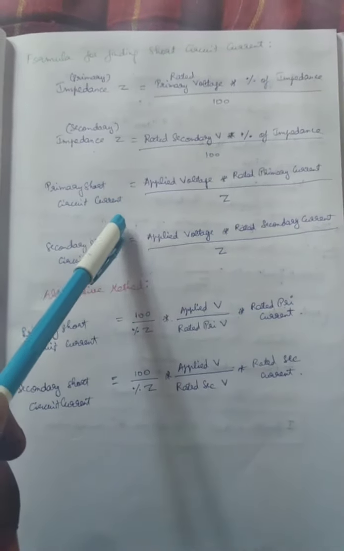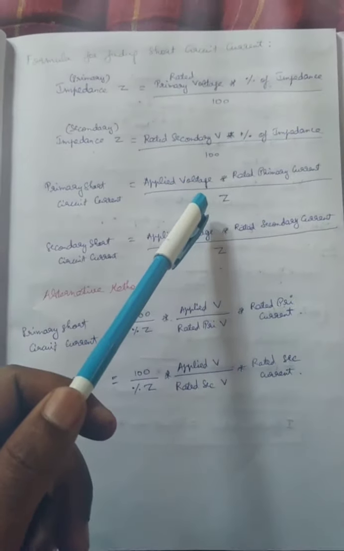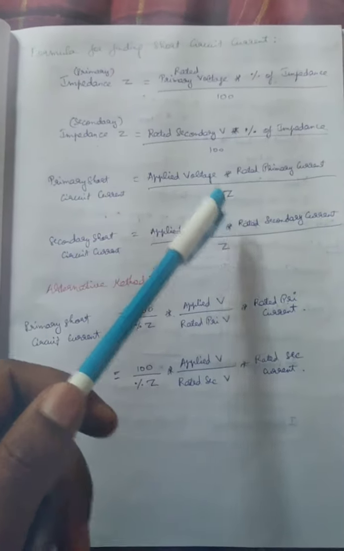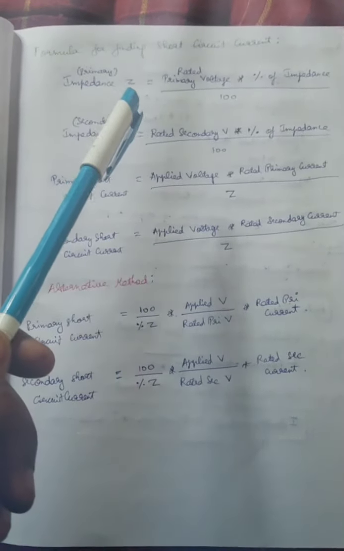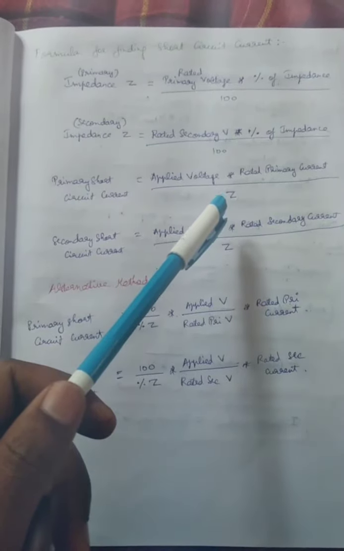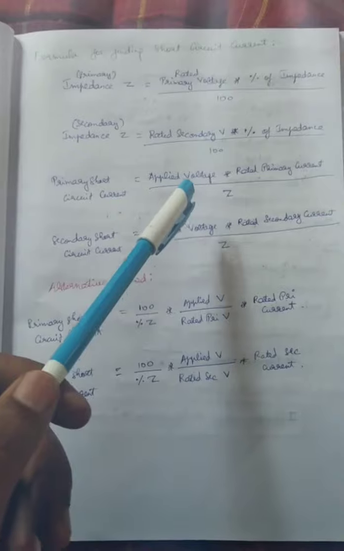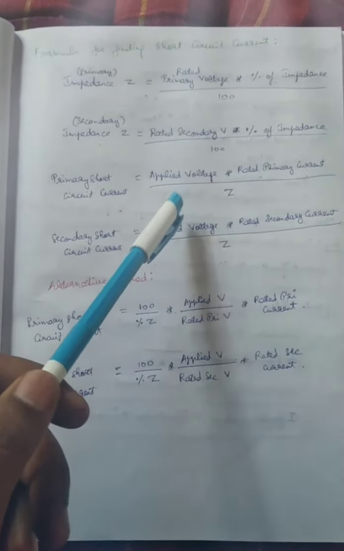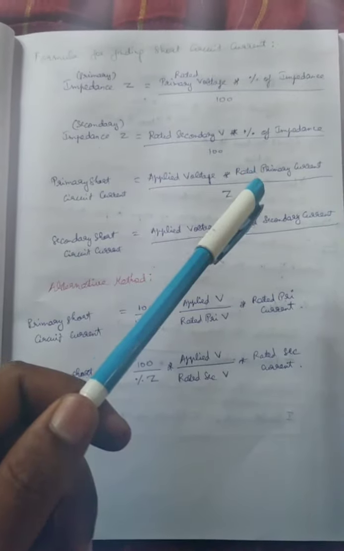Next we need to calculate the primary short circuit current, which is applied voltage into rated primary current divided by Z, which means the impedance which we have calculated before, the primary impedance. So the applied voltage means the single phase or 3-phase voltage which we are injecting in our transformer.